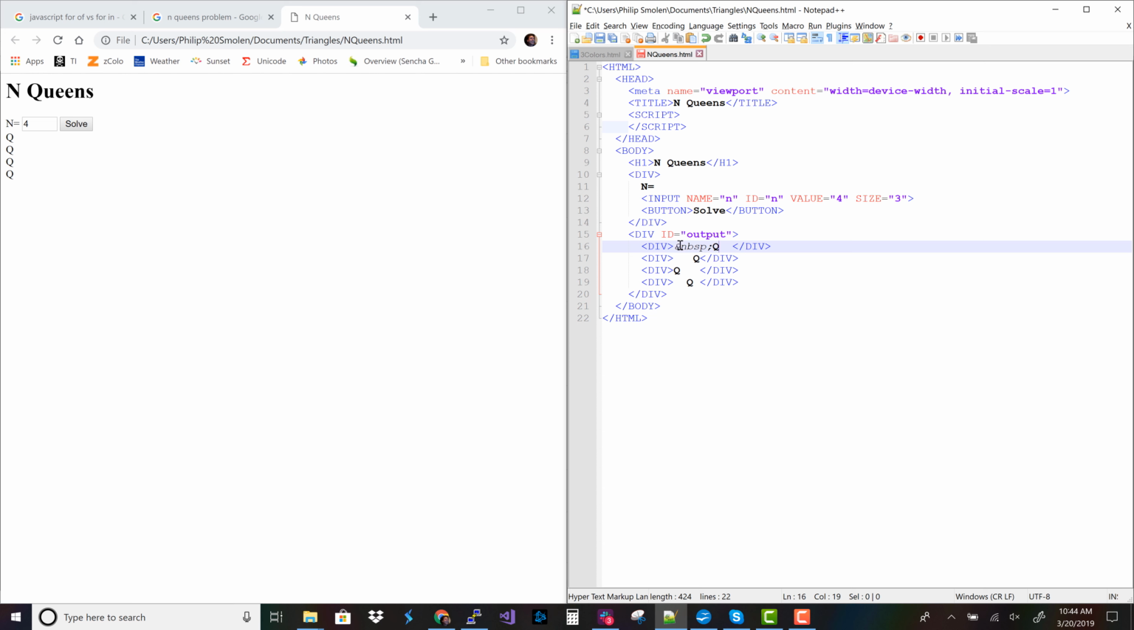Means non-breaking space. Looks a lot like a space, but it acts more like a normal character. It doesn't. There's no magic to it. Just like the Q is going to show up, the non-breaking space is going to show up.